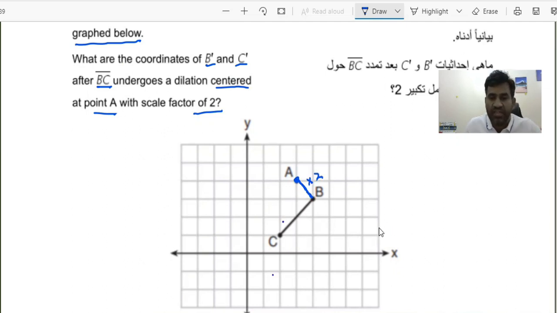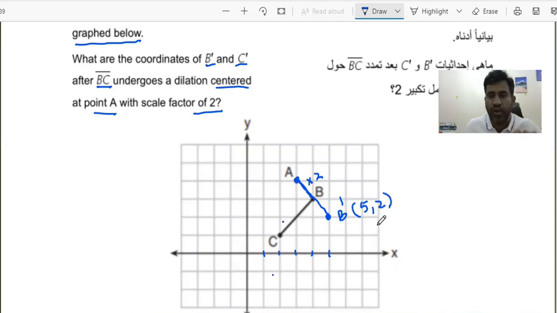So after getting it doubled, what happens? I can extend it, and this is going to be the point B'. And what are the coordinates of B'? The x is 1, 2, 3, 4, 5. It can be written as (5, 2). That is the first coordinate.